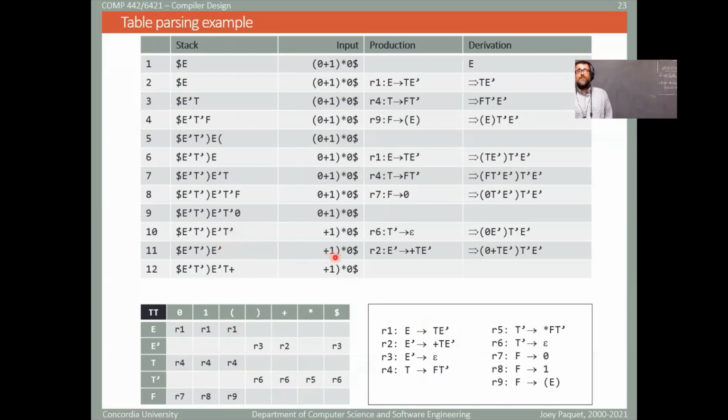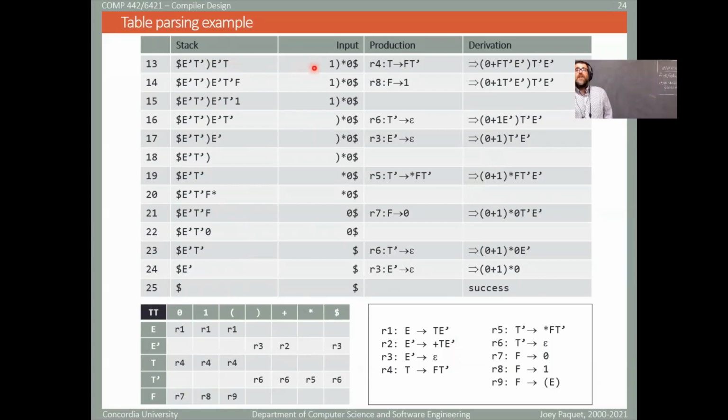Now I have E prime plus. E prime plus, rule number 2. Rule number 2 is E prime gives plus T E prime. So then I'm going to replace this E prime by E prime plus T. Then I have plus, which is a match. So then I pop this plus and I go to the next token. So the next slide here for the continuation.